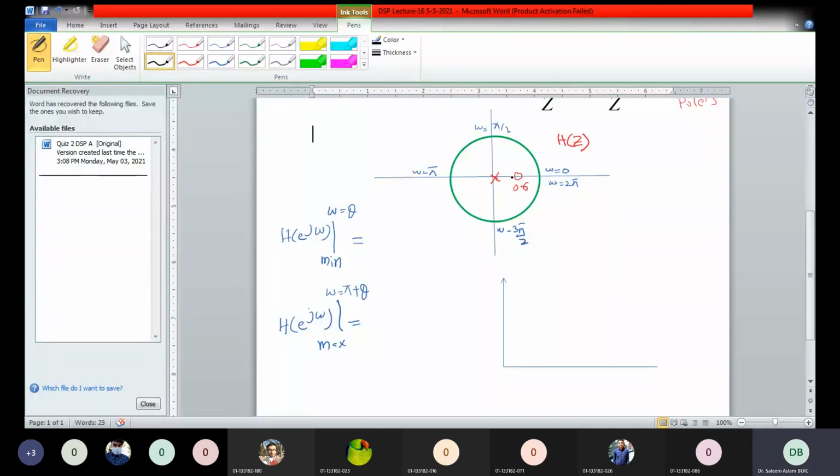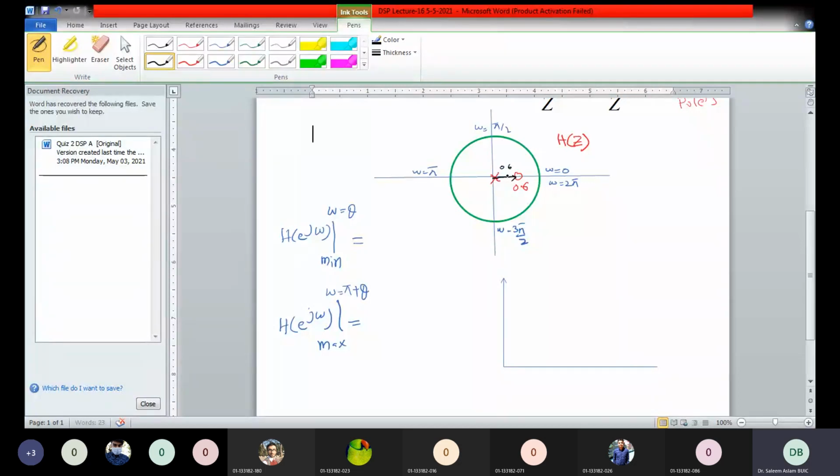Because z is a complex domain, a zero should have a real and imaginary part. If it lies on the real axis, it means the imaginary part is zero, so it has only a real part. So how do you find the minimum value? You just need to draw a vector from the origin to the location of a pole, and the length of this vector would be 0.6. That is basically the magnitude r, and the angle of this one is theta.